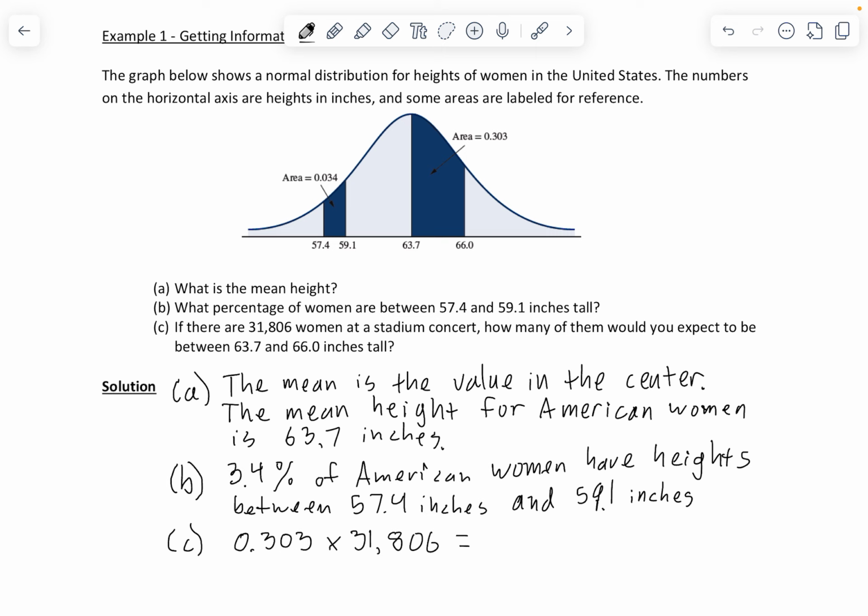And that works out to be... we're talking about humans, right? You can't have a fraction of a human. So we should round this number to the nearest whole number. When you round it, you get 9,637. So we would expect about 9,637 women of the 31,806 women at the concert to have heights between 63.7 and 66 inches tall.